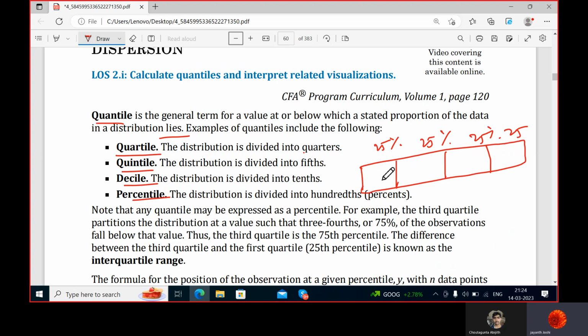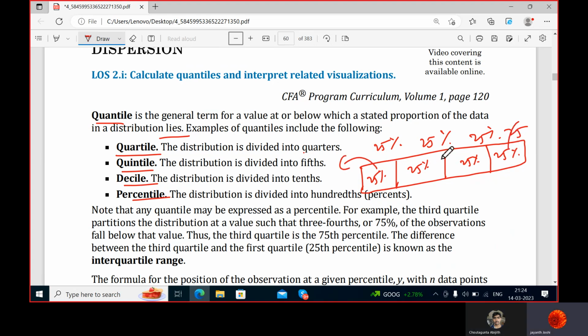This is a complete thing. I divided that into four parts, correct? I made it four boxes, yes, there are four boxes. So I divided this data into how many parts? Four parts. And this is the lowest data.